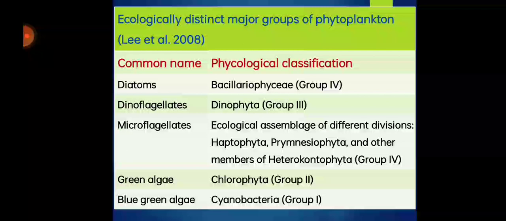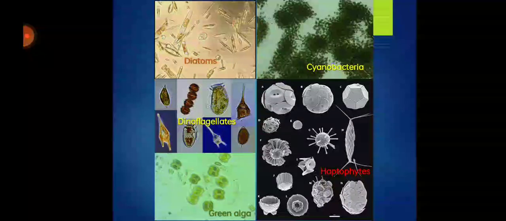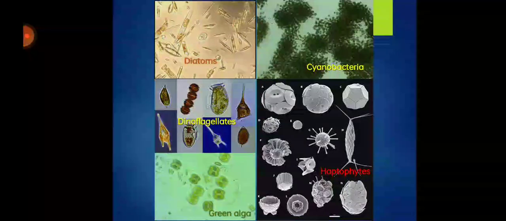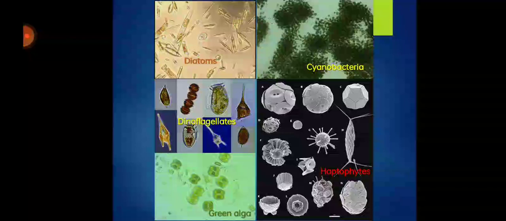So these are some of the images of the major phytoplankton groups that are observed in natural lotic systems. So there are diatoms, then there is cyanobacteria like Microcystis aeruginosa, then there are several different types of dinoflagellates, and then there are green algal forms as well like Pediastrum and members of Cosmarium. And then there are haptophytes like coccolithophores that constitute a majority of phytoplankton populations.